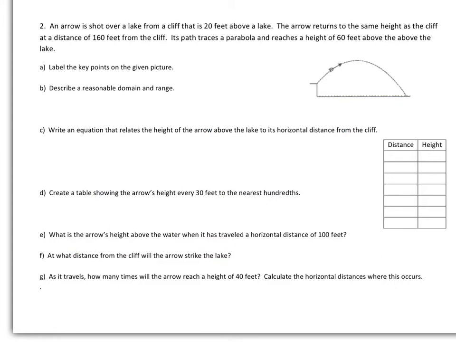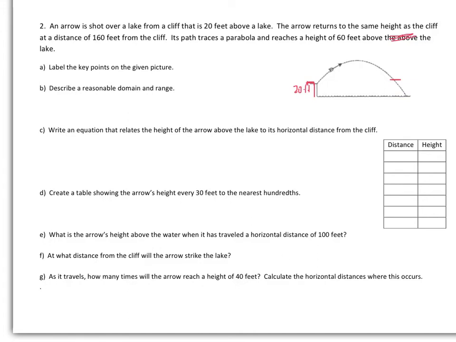Number 2, an arrow is shot over a lake from a cliff that is 20 feet above the lake. So right off the bat, I'm going to say that this cliff right here is 20 feet. I'm just going to kind of label that, so that's 20 feet tall. The arrow returns to the same height as the cliff, so over here at the same height of the cliff, at a distance of 160 feet from the cliff. Its path traces a parabola and reaches a height of 60 feet above the lake. So that should get marked out, above the lake. Label the key points on the given picture.